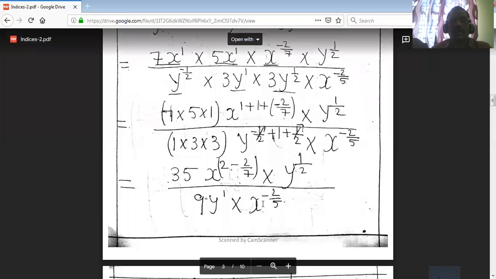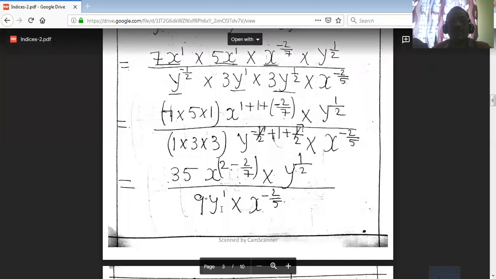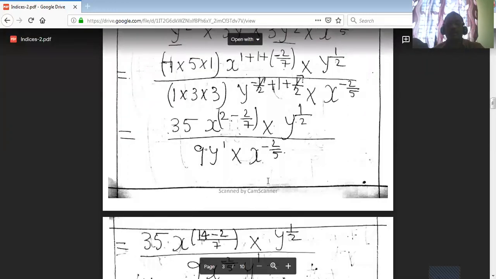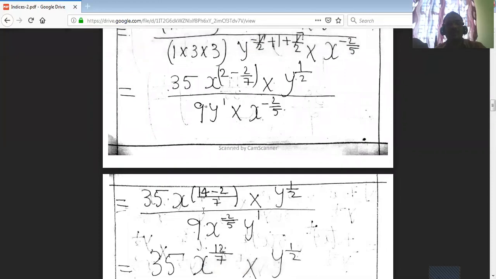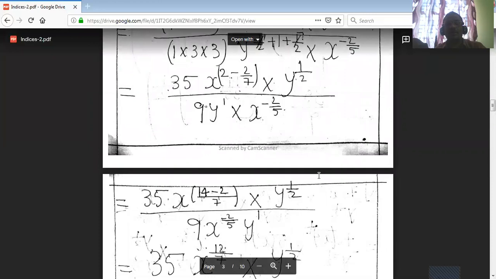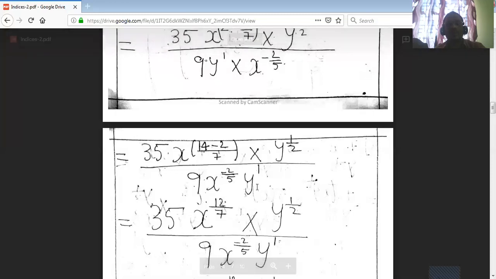you can cancel this, and y 9 y to the power of 1 and x to the power of minus 2 by 5. And further if you simplify, this becomes 2 minus 2 by 7, take 7 LCM, 14 minus 2, this becomes 12, 35 x to the power of 12 by 7 and y to the power of half. Now denominator becomes 9 x to the power of minus 2 by 5 and y to the power of 1.